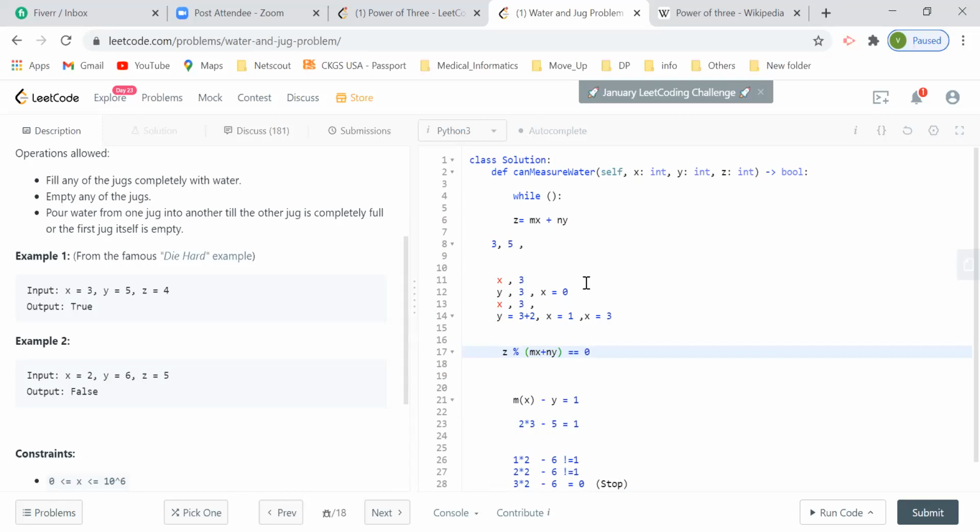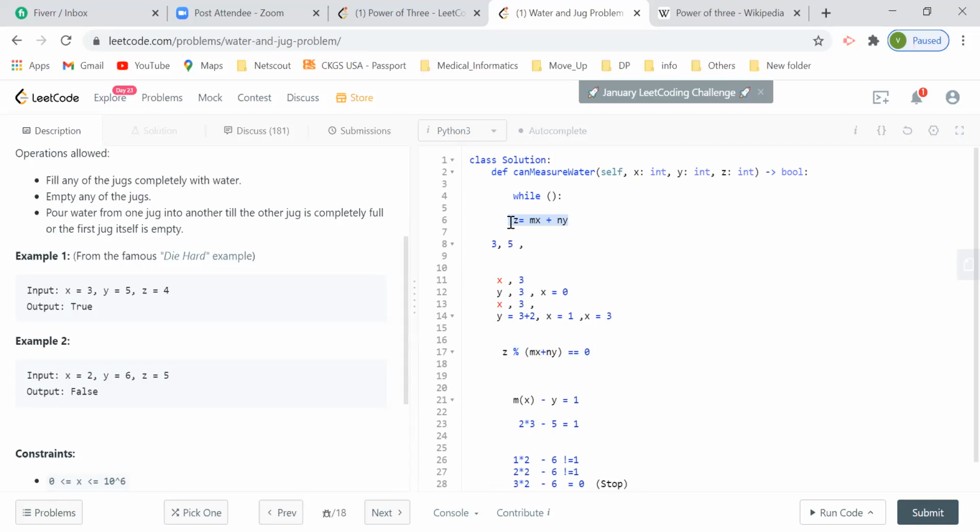Mx plus ny. So basically this is what it is, right? When you are trying to say Z is equal to mx plus ny, but that is Z, right? We don't want Z. That number is not Z. So of course, in your equation, Z mod that number will equal 0, because that will be Z modulo Z itself. Because mx plus ny is equal to Z in your equation. So that equation is meaningless, because Z modulo Z equals 0 doesn't mean anything.